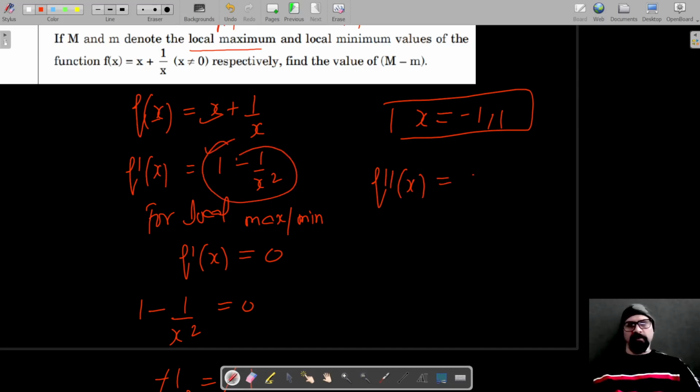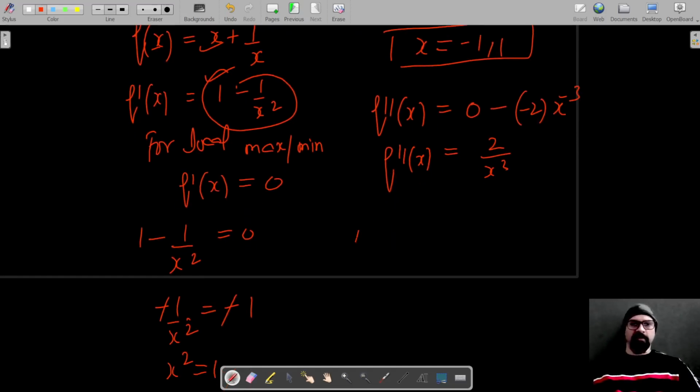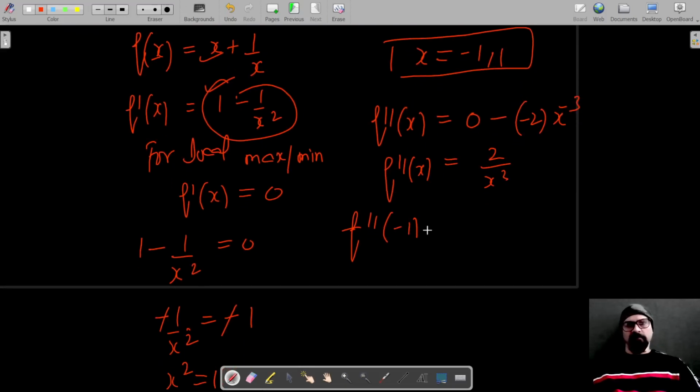So differentiation of 1 is 0, and differentiation of this, minus 1 by x square, is negative, so negative 2 into x raised to the power minus 3, which gives me 2 upon x cube. So this is the second order derivative. Let's find the value at negative 1 for the second order derivative, which is 2 upon minus 1 cube, which is equal to negative 2, which is less than 0.